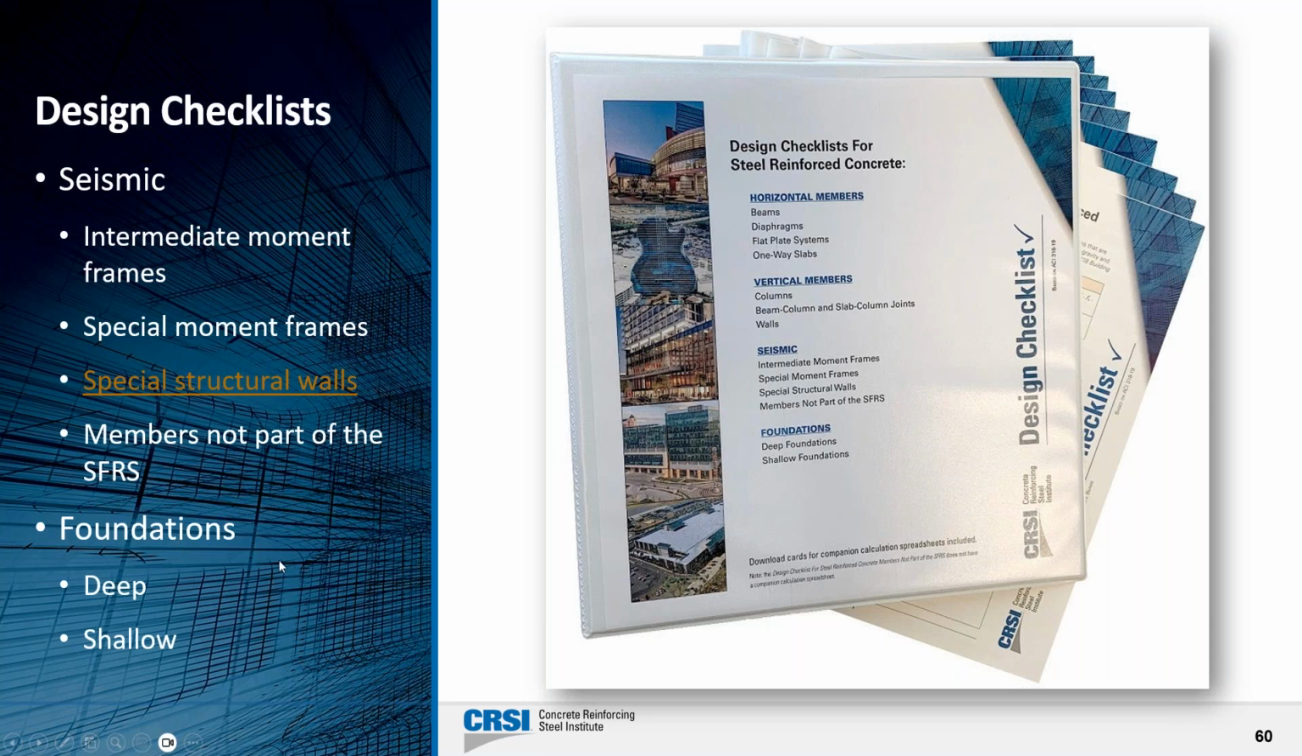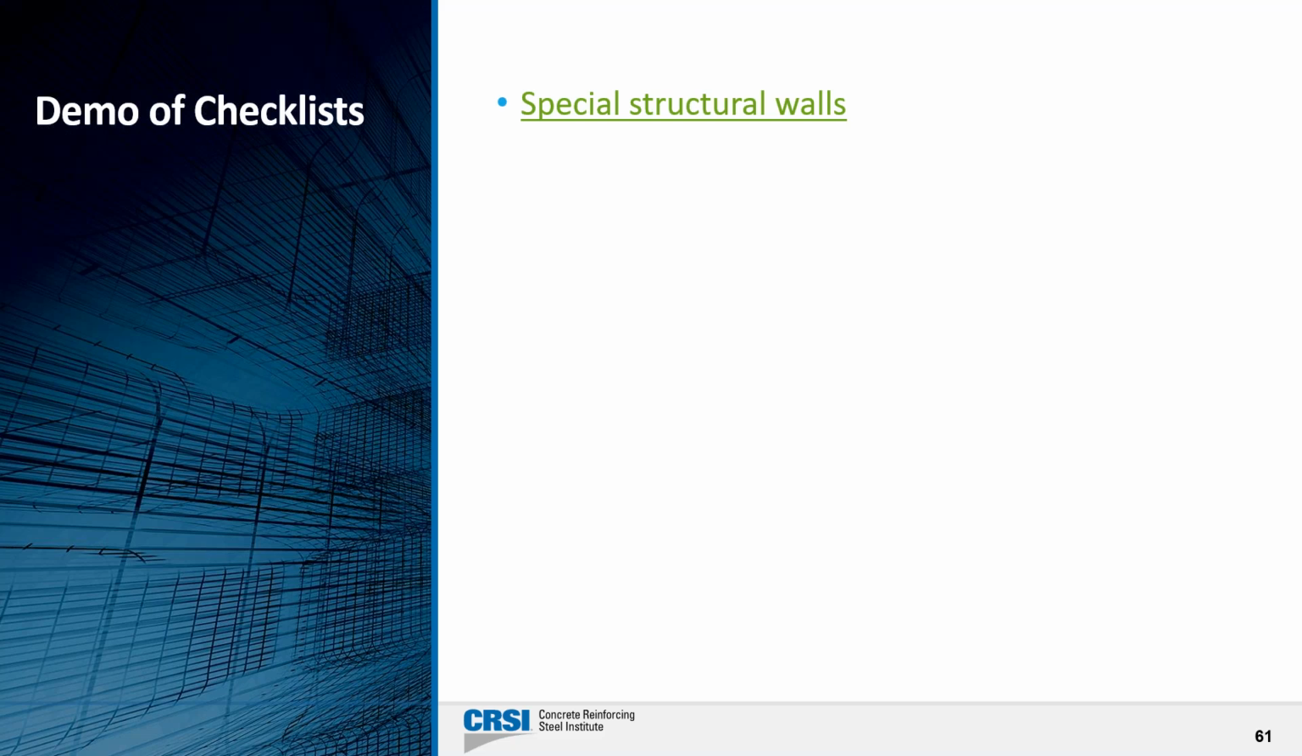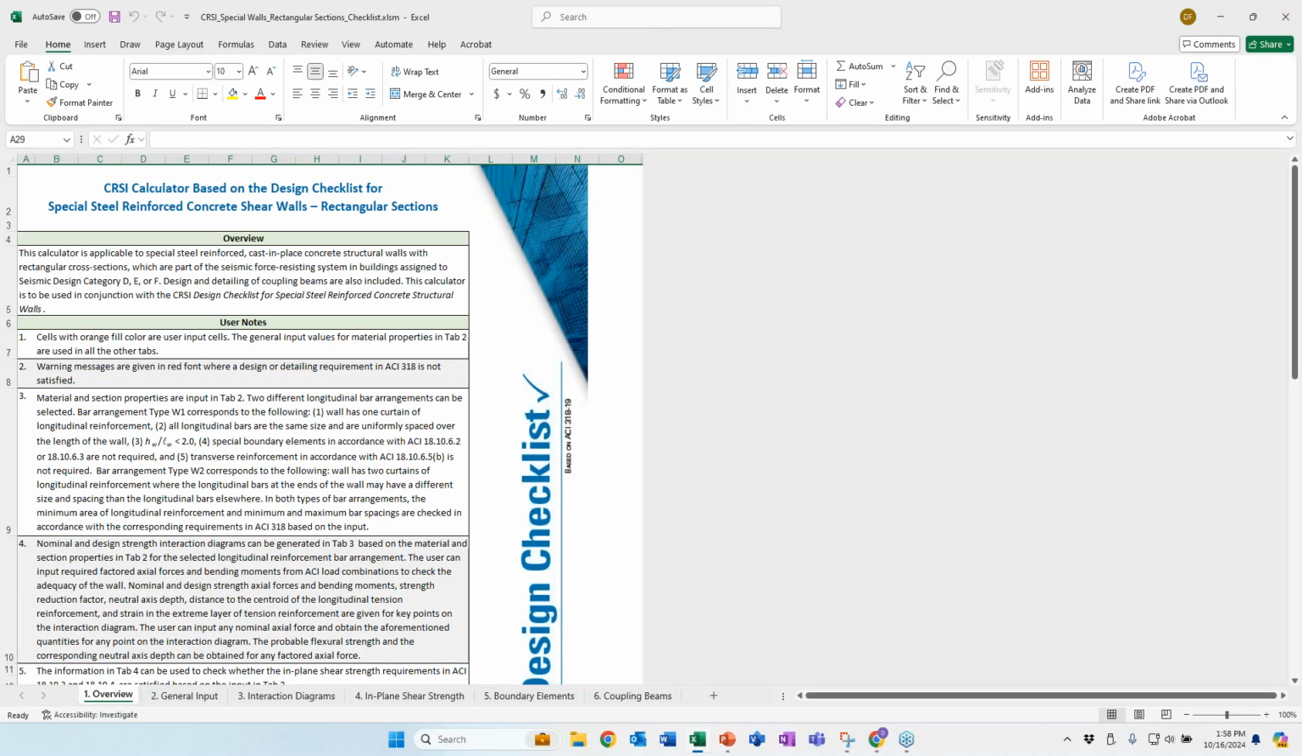Now, with each of these checklists, except for members that are not part of the seismic force resisting system, there is an Excel spreadsheet that comes with it. We call it a calculator. And I want to show you what this calculator looks like for special structural walls. Okay, so that comes with the checklist. First tab is an overview. It gives you all of the information, what the basis is for the equation, where it comes from, what are the assumptions, what are the limitations.